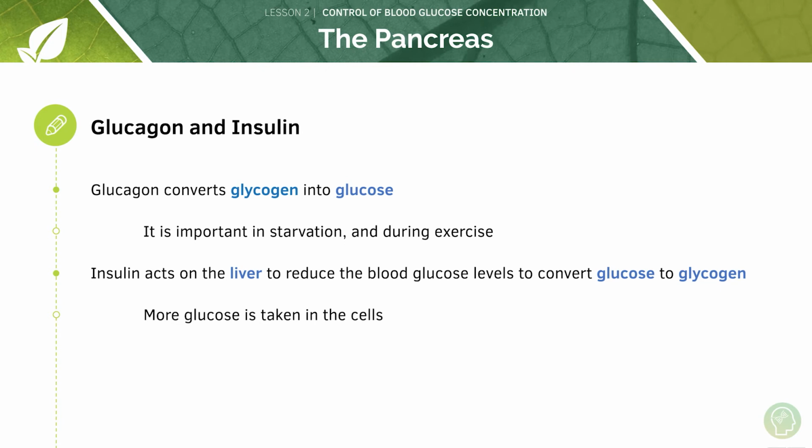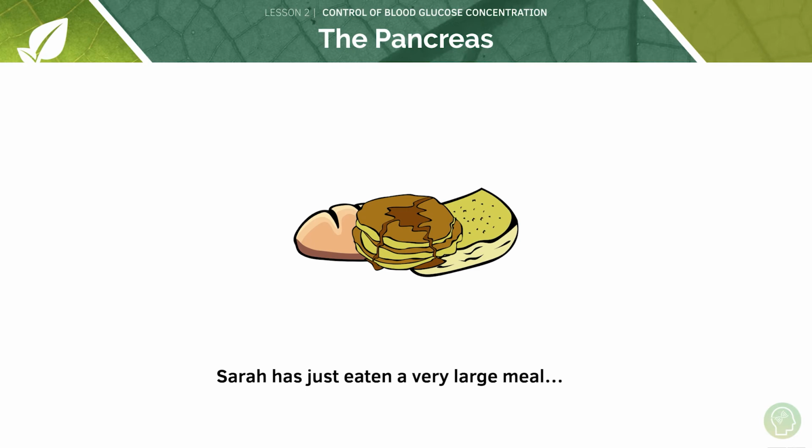So as I just said, glucagon converts glycogen into glucose, so it's important in starvation and during exercise when we need to move any of our glucose stores in our body into our blood. And insulin acts on the liver to reduce the blood's glucose levels to convert glucose to glycogen. And it does this by allowing more glucose uptake by cells from the blood, which we'll see in a few slides' time.